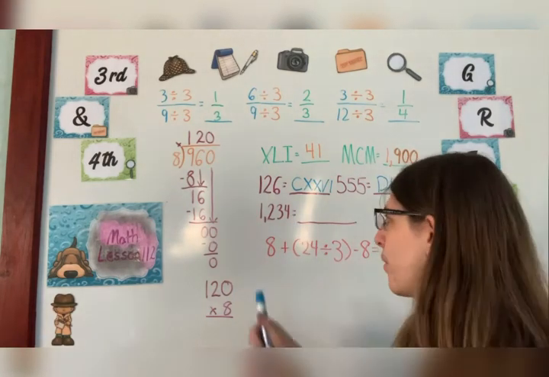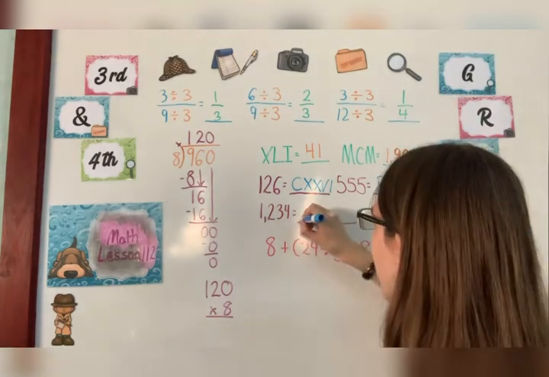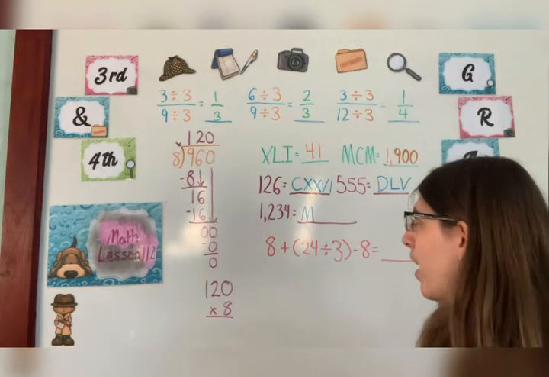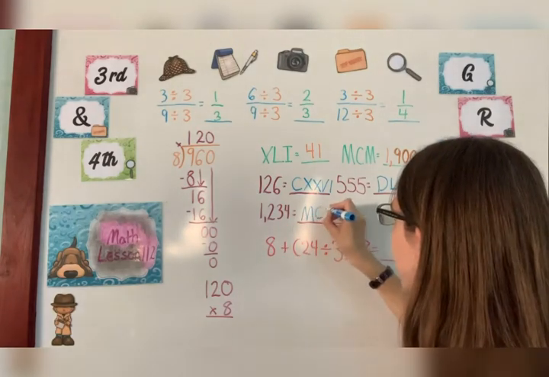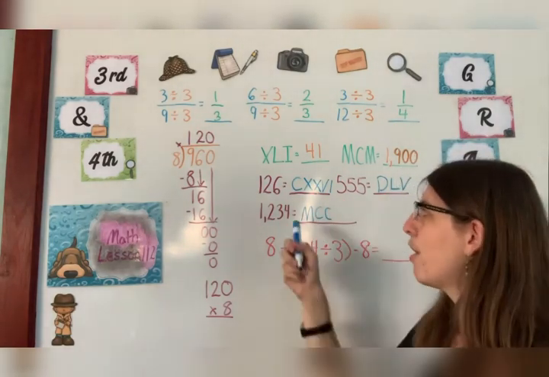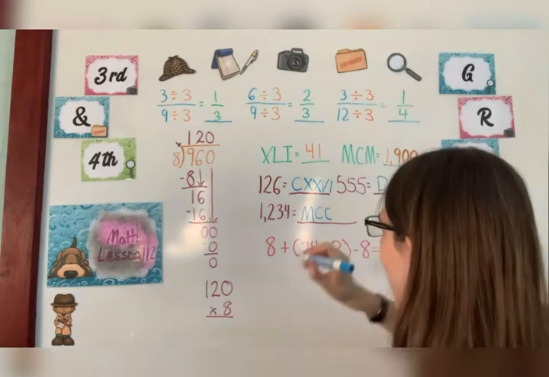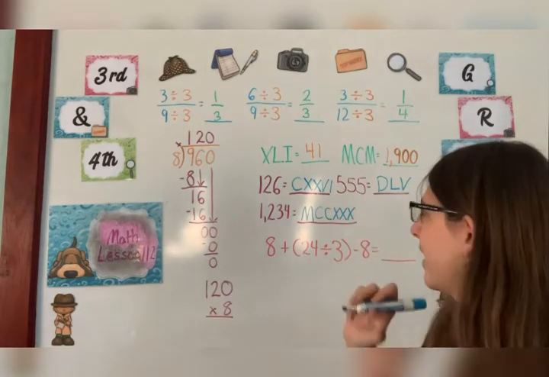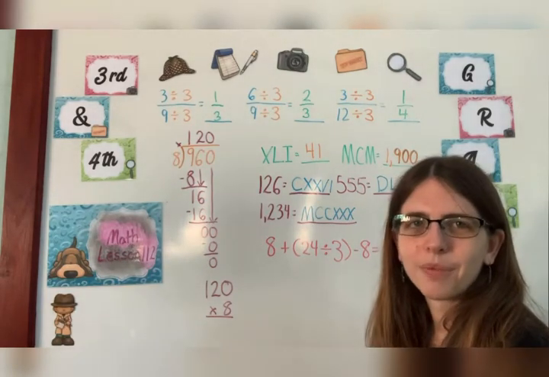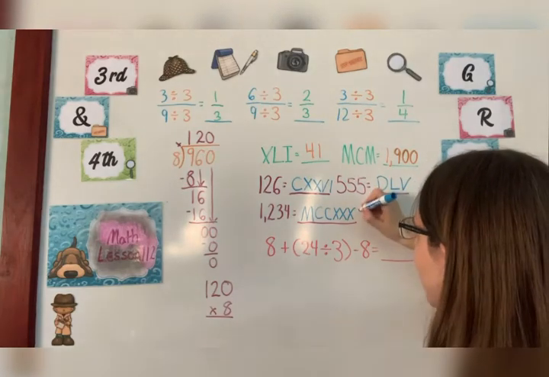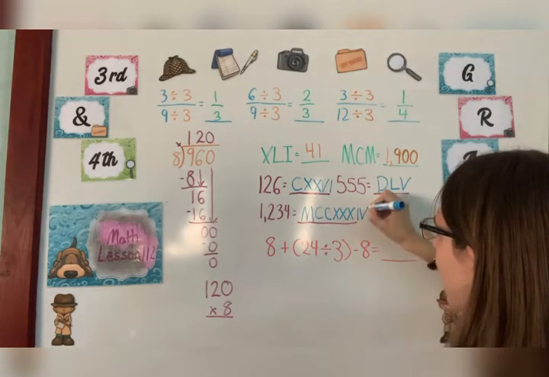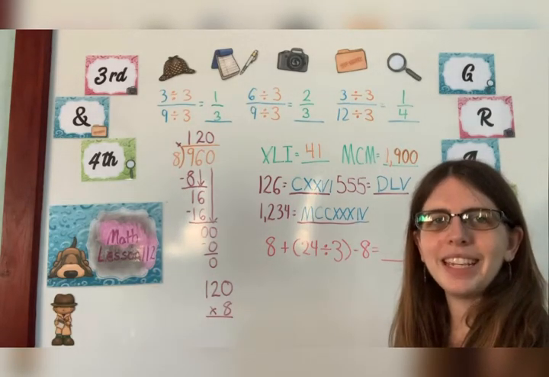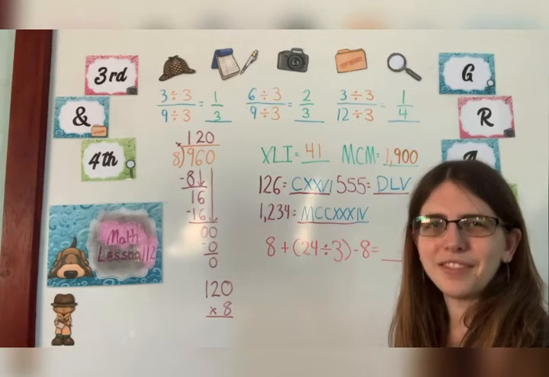All right, let's look at letter C. 1,234. Let's start with our first number, 1,000. That would be M. 200. Well, we know 100 is C, so to have 200, we need 2 C's. 30. Well, we know 10 is X, so to have 30, we need 10, 20, 30. And then we have 4. Well, we know 4, we have to subtract 1 from 5 to get IV. So that's how you write it. M, C, C, X, X, X, I, V.